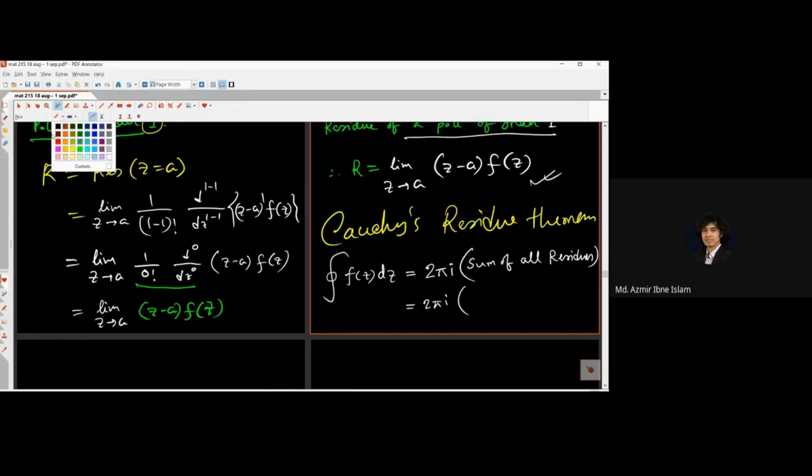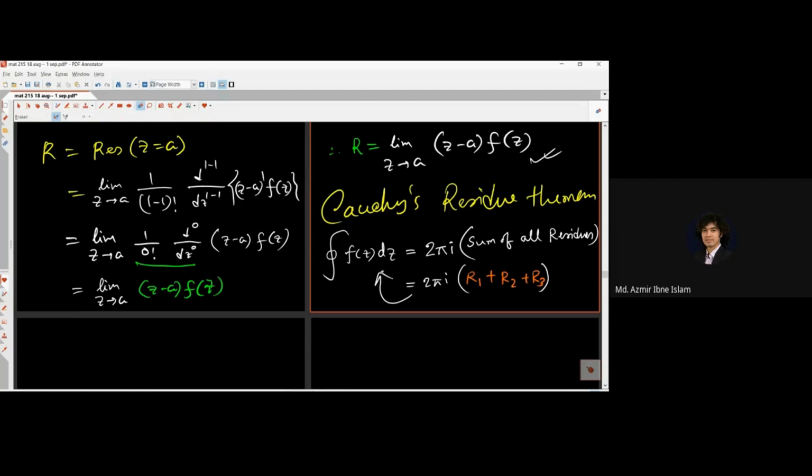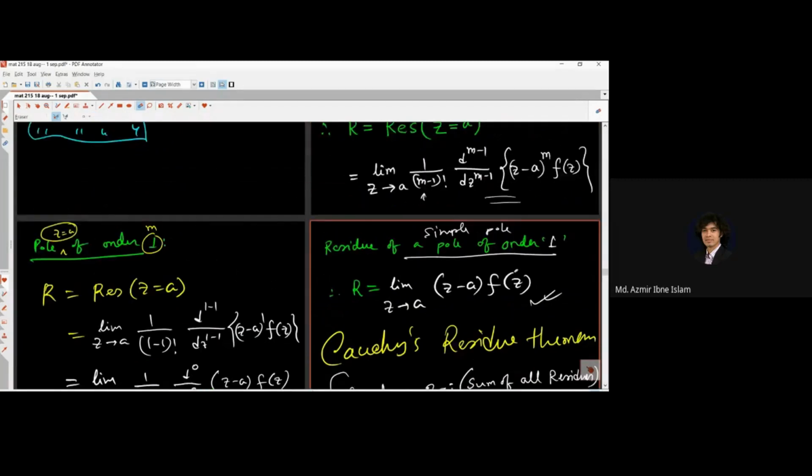Let's say there are 3 poles. So for every pole there will be a residue: residue 1, residue 2, residue 3. So R1, R2, R3, the sum of all residues, R1 plus R2 plus R3. If we are able to find all the residues, sum them and multiply by 2 pi i, that is the value of the integral. So I have mentioned that we have to find all residues. That means if we have 3 poles, then we have to find the residues of those 3 poles.